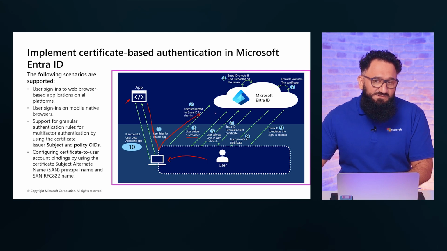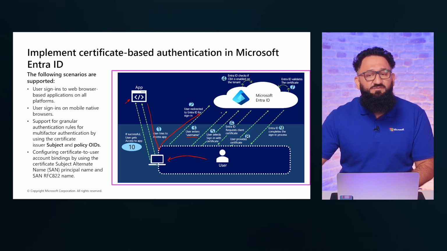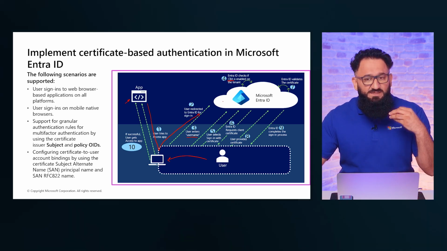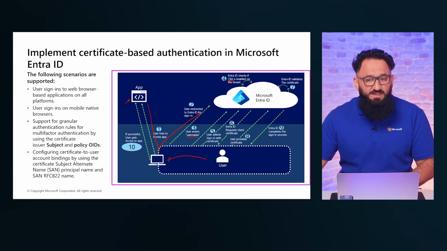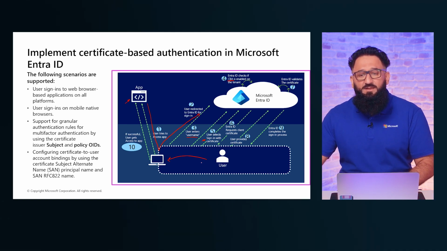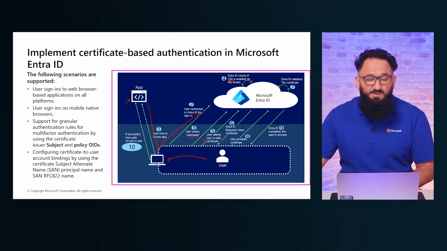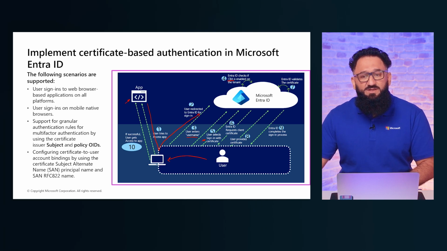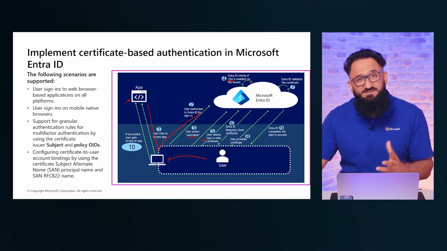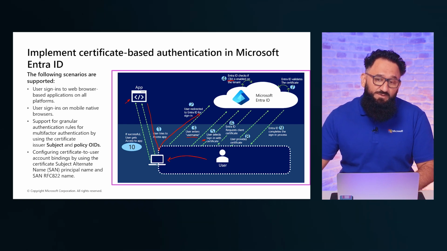Now, once that happens, Entra goes and checks if this user particularly has certification-based authentication enabled for them. And if that's the case, it prompts the user back, saying, hey, do you want to sign in using certification-based authentication? If that's the case, provide me with a certificate. And this is where the user is going to be able to select, if they have more than one, a certificate that they're using to sign in with.